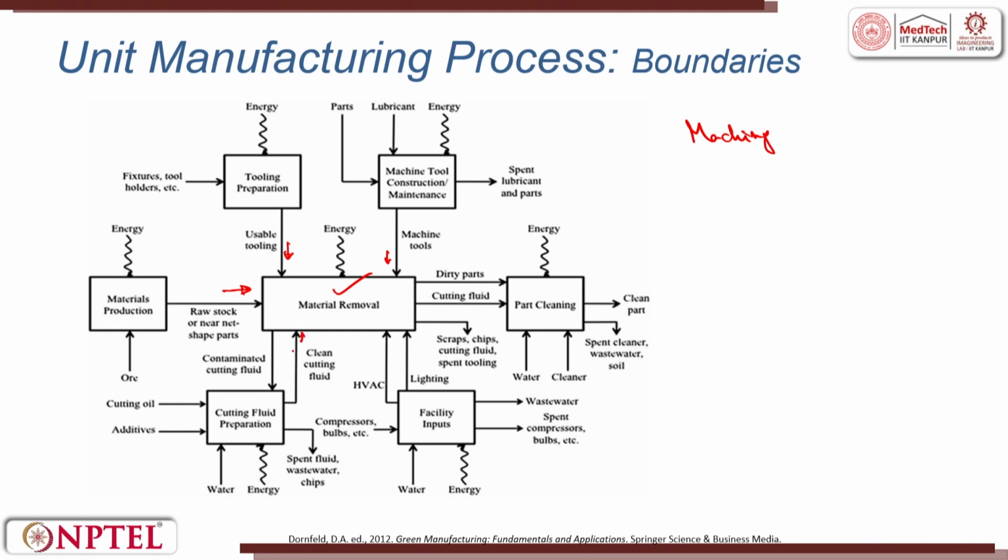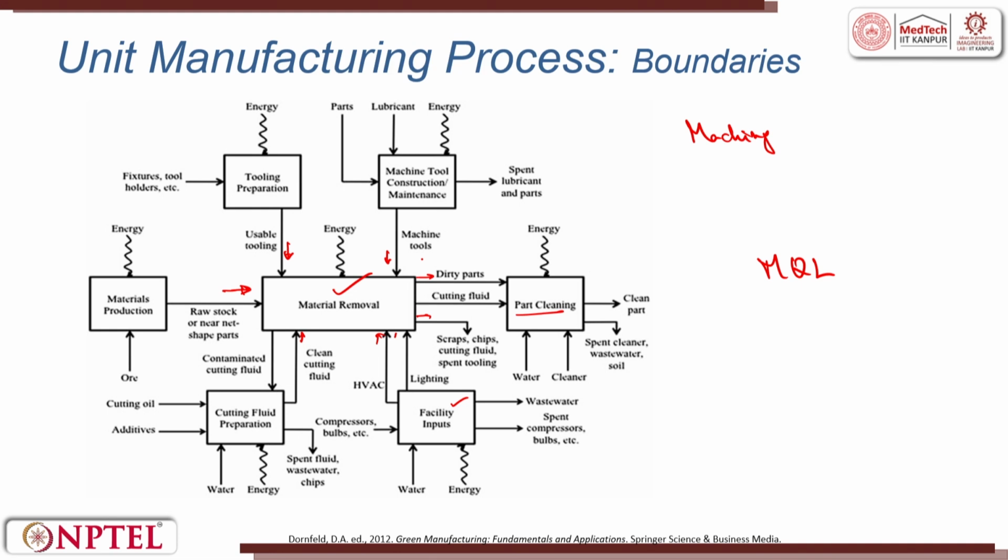And I will talk about methods such as minimum quantity lubrication. The only input is here. There is no recycling of cutting fluid here. Then we have facility inputs, that is lighting, heating, ventilating systems, etc., that come here. Then comes part cleaning, that is dirty parts go out and cutting fluids go out. So here we have the scrap or the emissions. These further, each of them, have their own interaction.